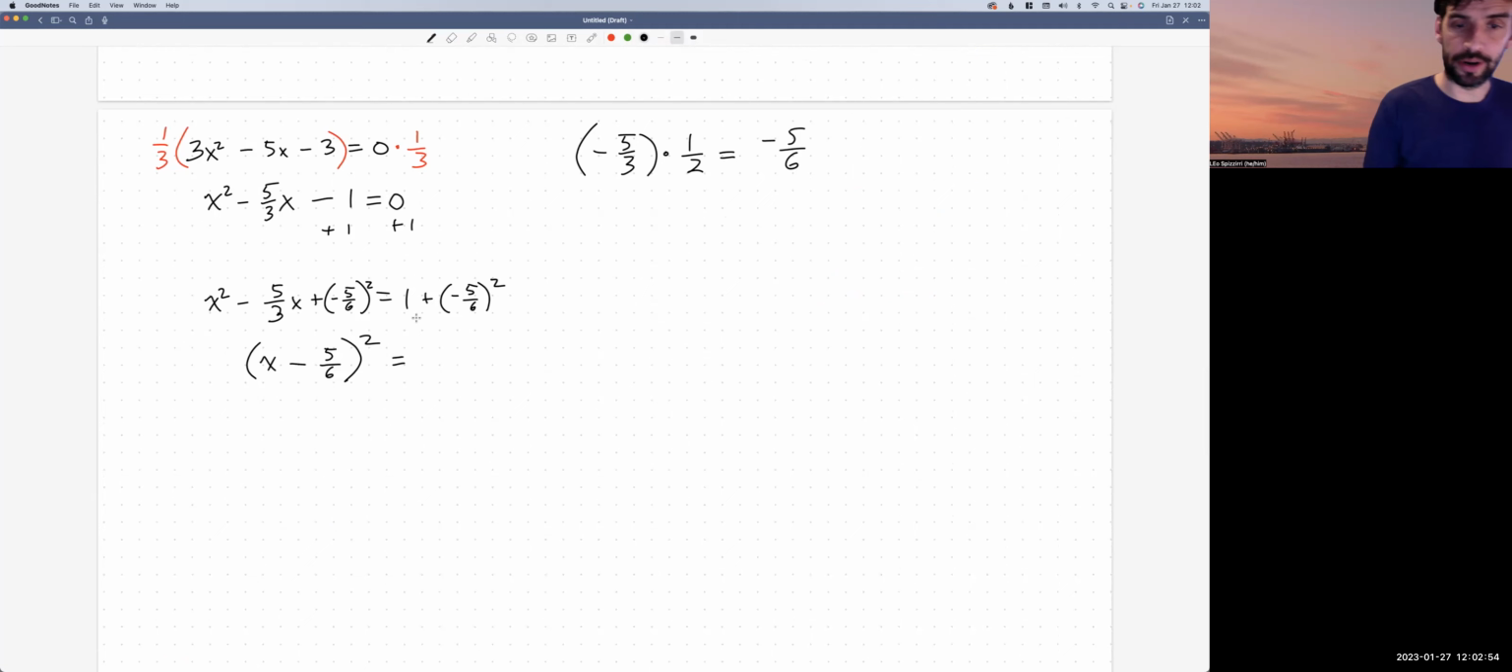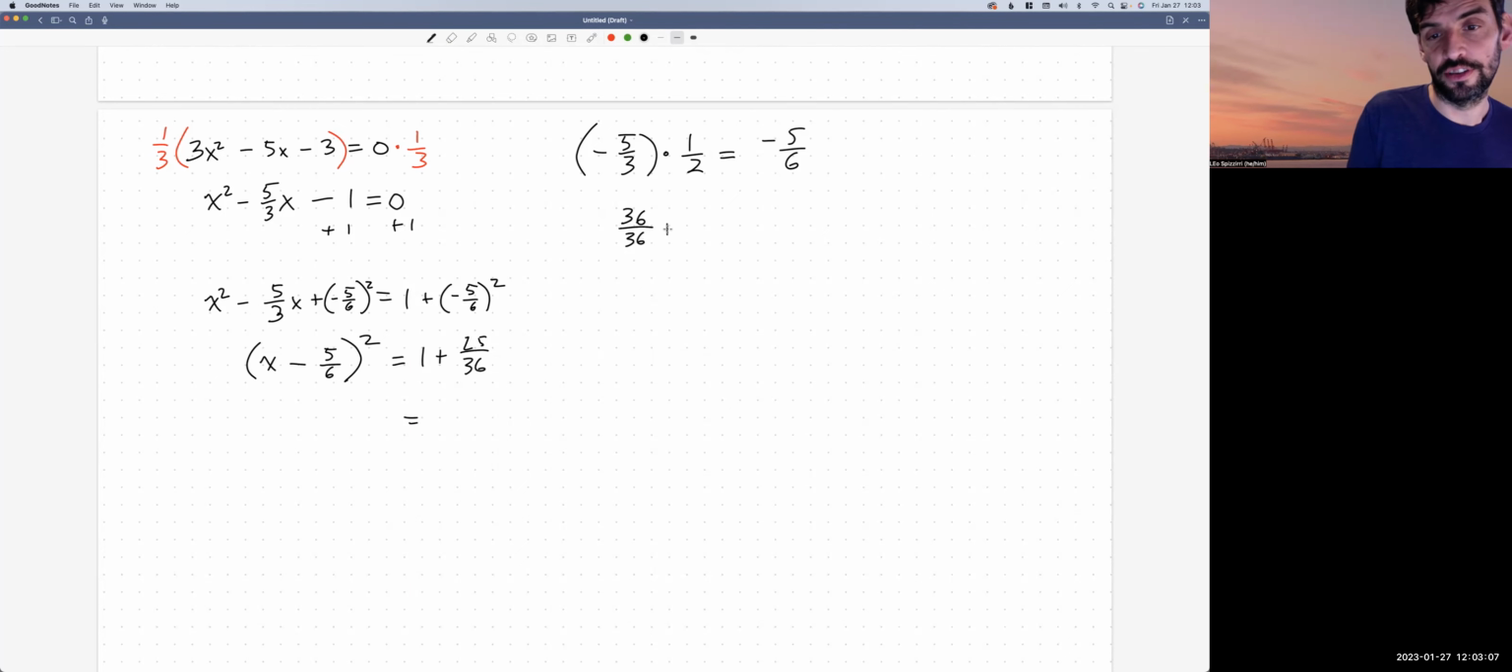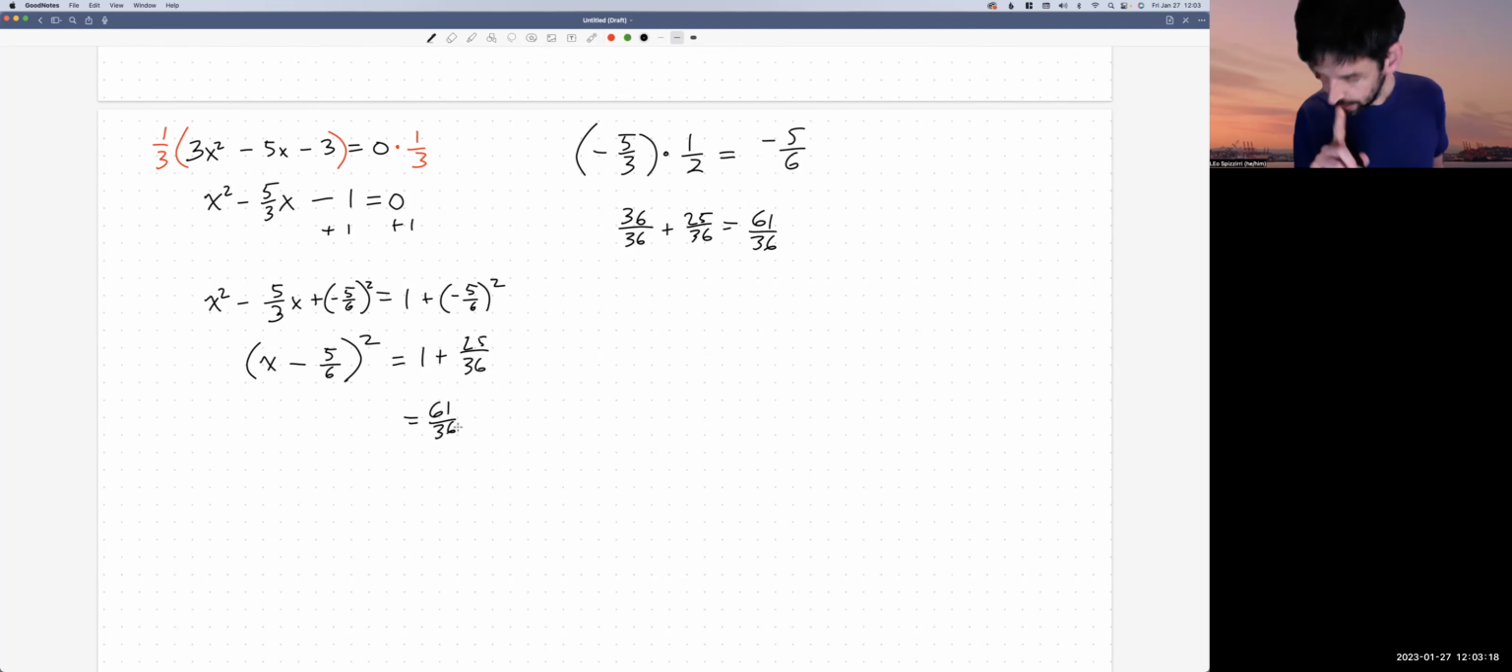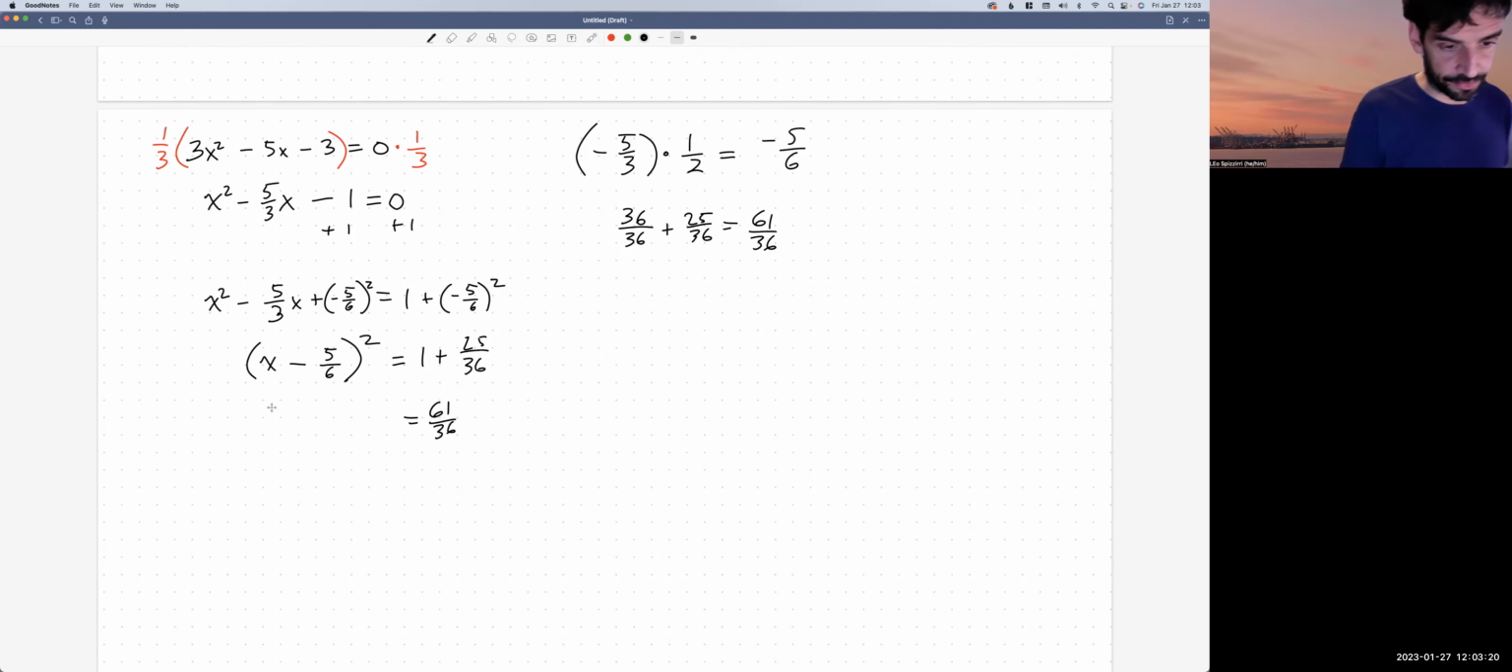On this side, though, I do want to make this into a nice constant. So this is going to be 1 plus 25 over 36. Let's do this off to the side. 1 is just 36 over 36 plus 25 over 36, which gives me 36 plus 25 is 61 over 36. So I get 61 over 36. And I've got x minus 5/6 squared.